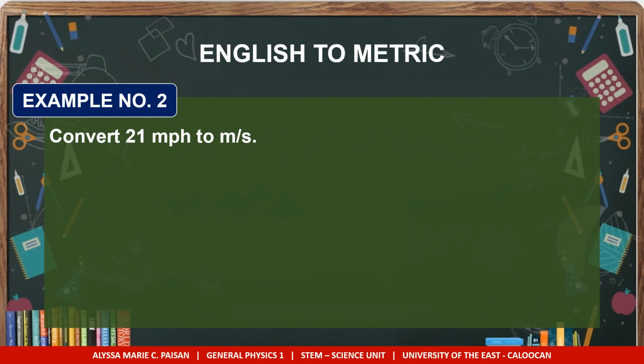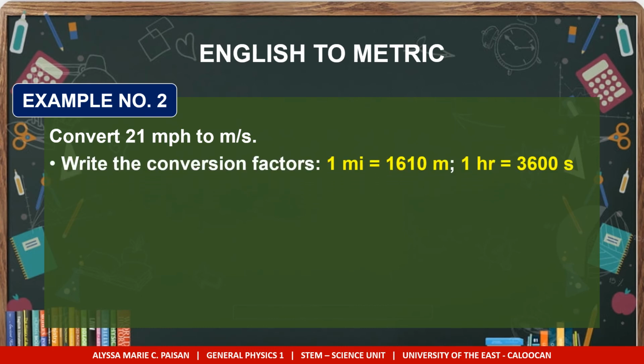Now let's have example number 2. We have convert 21 miles per hour to meters per second. Our conversion factors will be 1 mile is equal to 1,610 meters and 1 hour is equal to 3,600 seconds. One conversion factor for the distance, since mile can be directly converted to meter based from our table. Another conversion factor for time, since the conversion also involves conversion from hour to second.